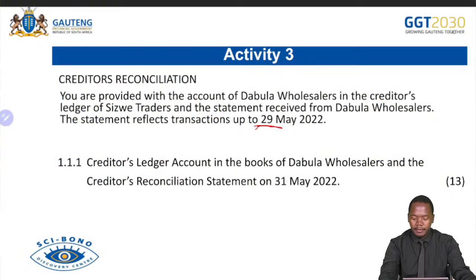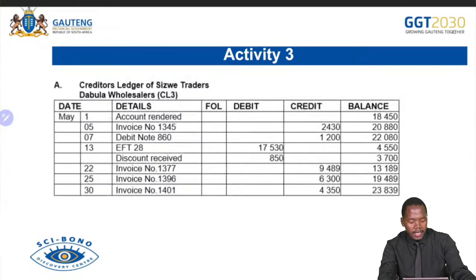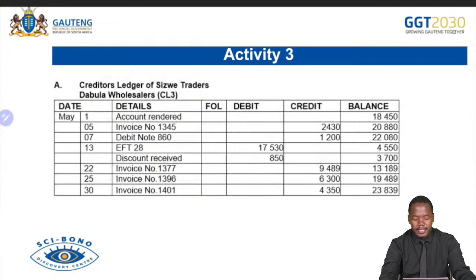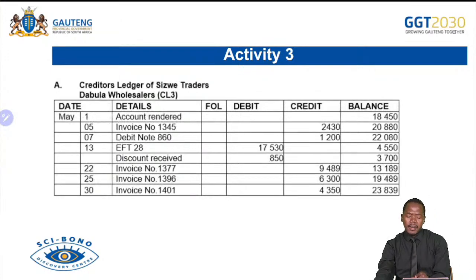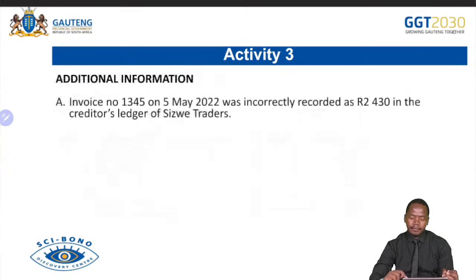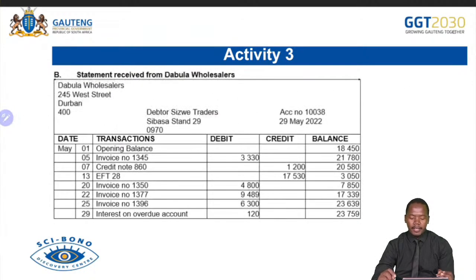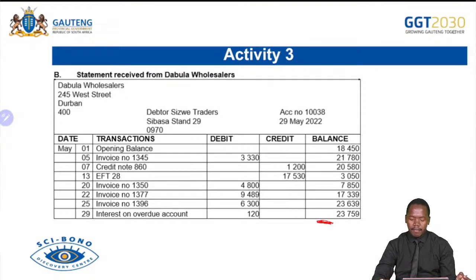Welcome back, grade 12s. We were looking at 1.1.1 for 13 marks. Let's move forward to the next slide. Information A, look at the information given to you, creditor's ledger. Just study the information, grade 12s, 1 May up until 30 May. Remember, grade 12s, I said the last figure. If you'll remember well, the last figure we have of 23,759 is our opening or starting balance as we reconcile.